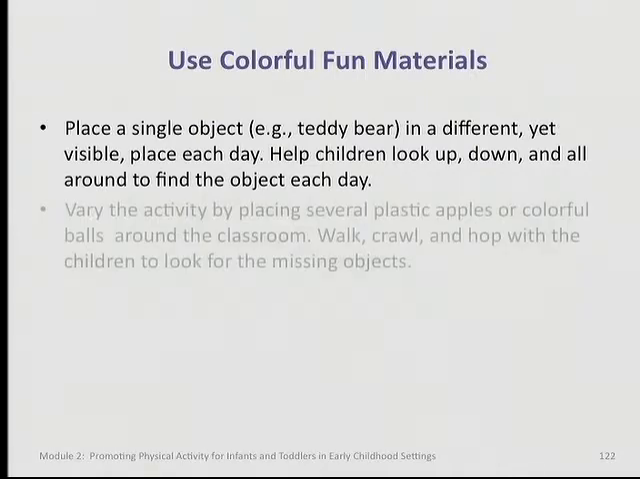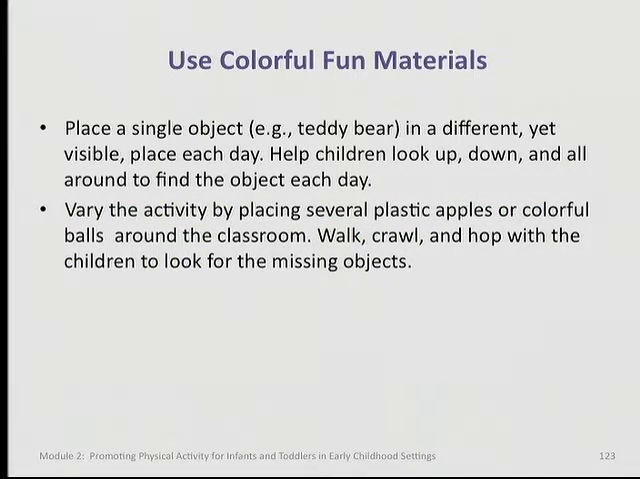Another activity is to place several plastic apples or colorful balls around the classroom. All the objects should be similar, such as red apples or green balls. This helps children easily recognize what they're looking for. The objects should be visible, but in various places, such as on a shelf, behind a chair, or in an open box. Walk, crawl, and hop with children to look for the missing objects. Remember, this is play, not competition.